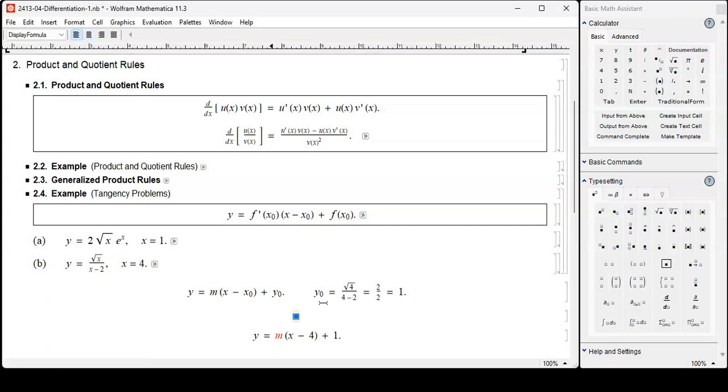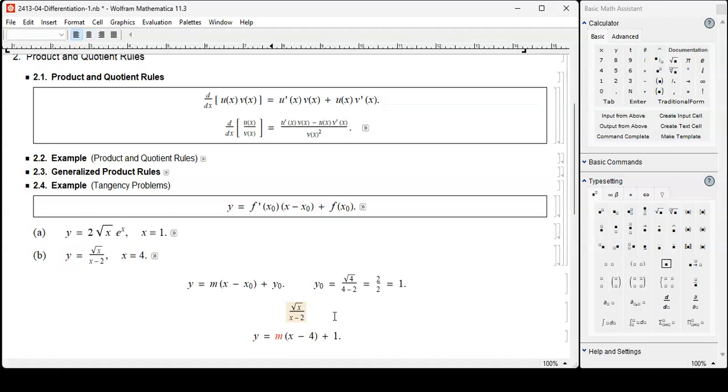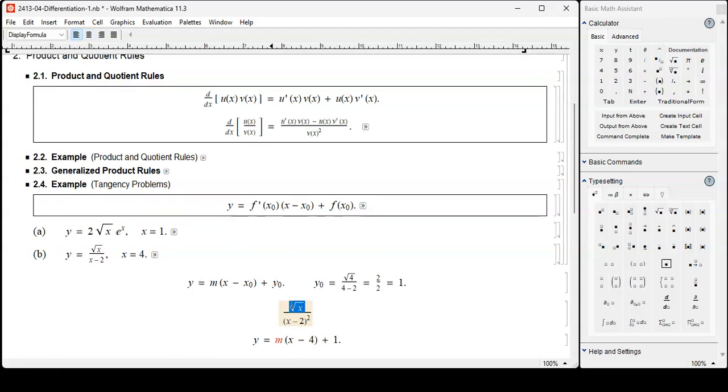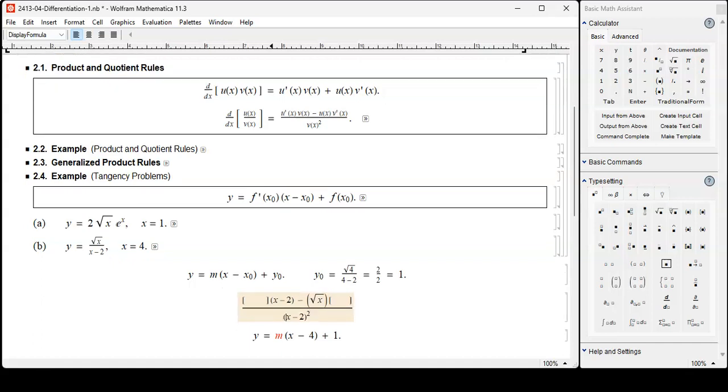How do you get the slope of the tangent line? You have to take the derivative. So what's the derivative of this quotient? Well, that's where the quotient rule is coming into play. Expand the font a little bit. Denominator squared. And if we have u prime v and then u v prime. That's the derivative.